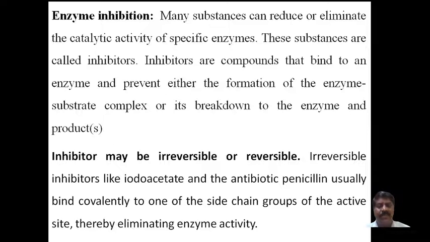In irreversible inhibition, irreversible inhibitors like iodoacetate and the antibiotic penicillin usually bind covalently to one of the side chain groups of the active site, thereby eliminating the enzyme activity. When the inhibitor combines with a particular group, the activity remains retarded. There are so many examples.